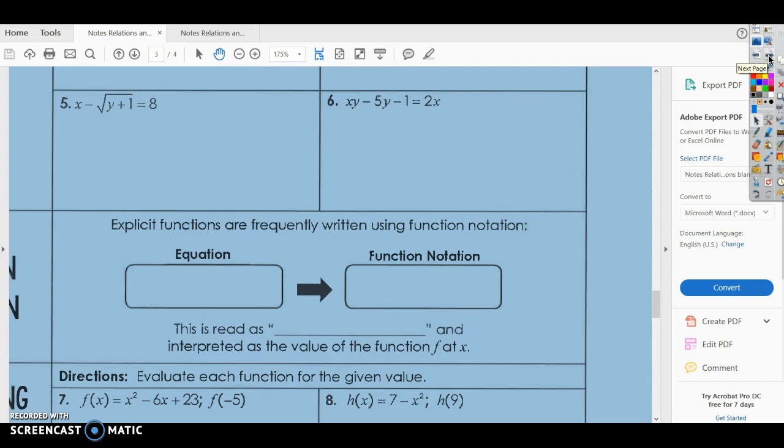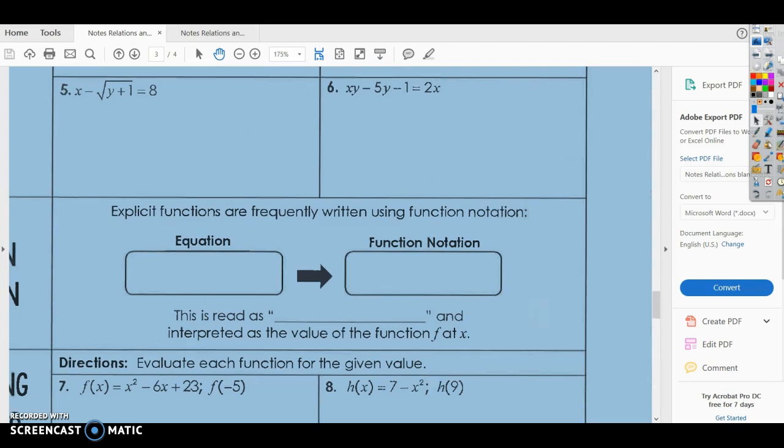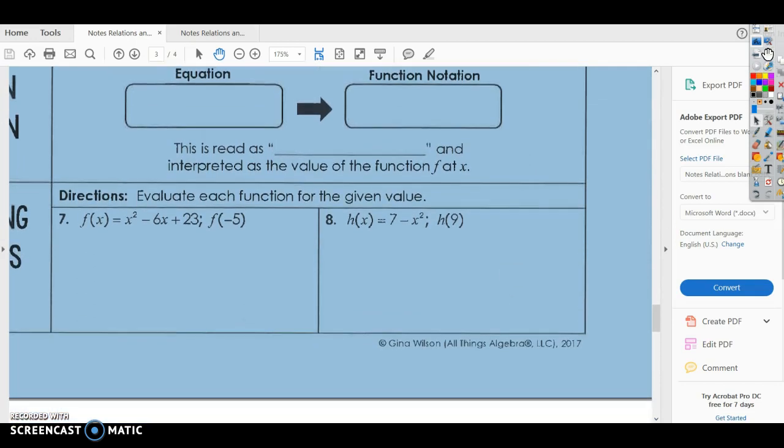an explicit function. Okay, let's see how it's written in function notation. Okay, function notation. If you have an equation and we have y equals 3x squared minus 5, you can always write that as f of x. When it says f of x equals 3x squared minus 5, it's the same equation. It's just written in function notation. This is read f of x.